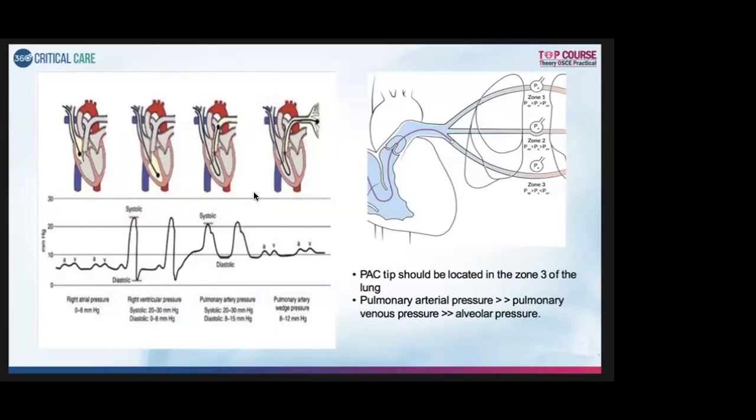And when it enters the pulmonary artery, you can see the diastolic pressure going up to 8 to 15 millimeter mercury. And once it reaches the West zone 3 and you actually wedge the pulmonary artery catheter, the waveforms will be A and V waves, where the pressure reflected would be 8 to 12 millimeter mercury. Okay. And it should always be positioned in zone 3 of the lung, where the pulmonary arterial pressure is more than the pulmonary venous pressure.